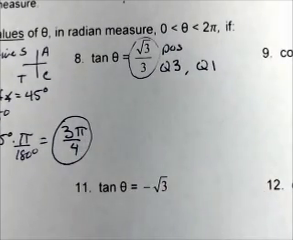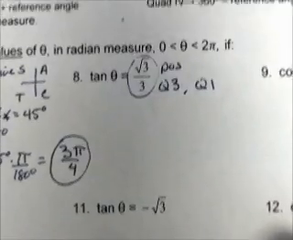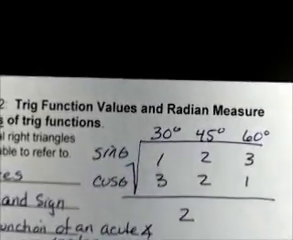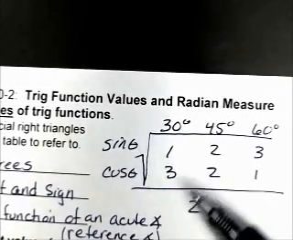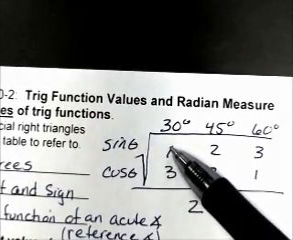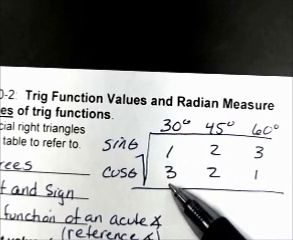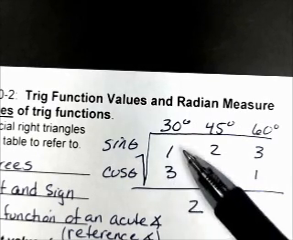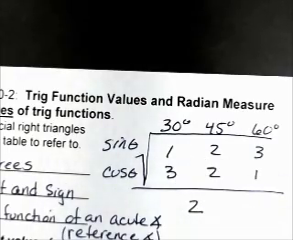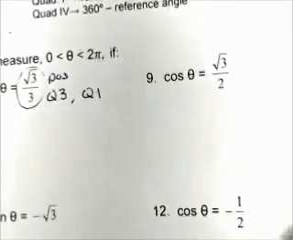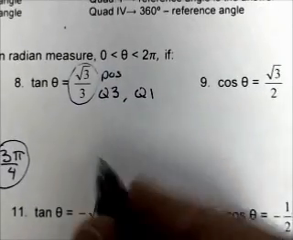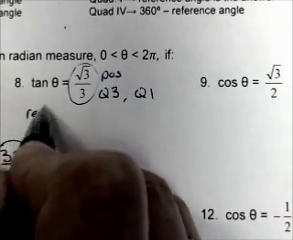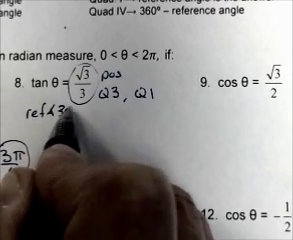What angle has a tangent value of square root of 3 over 3? All right. Remember, tangent is sine over cosine. This would be square root of 1 over square root of 3, but then when you rationalize the denominator, you would end up getting square root of 3 over 3. So a 30-degree angle. The tangent of a 30-degree angle is equal to square root of 3 over 3. So our reference angle is 30 degrees.